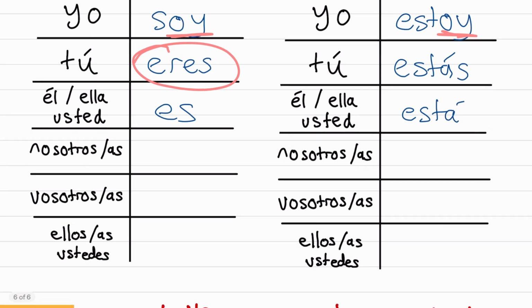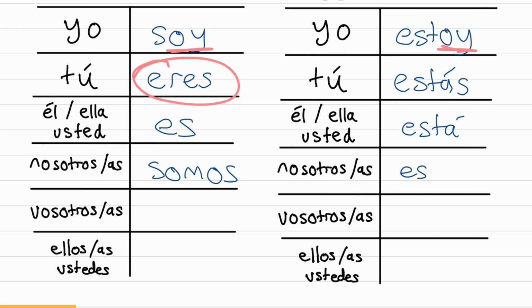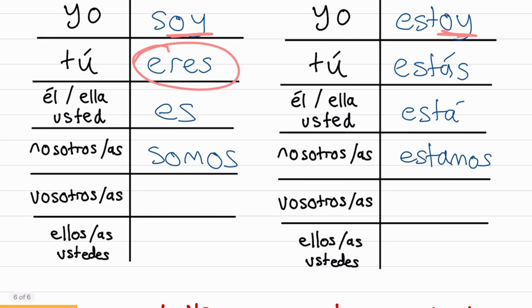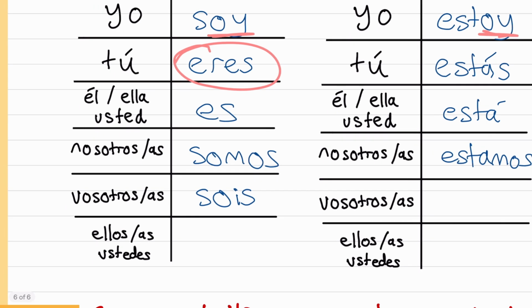Let's keep going. We have somos next, so here we're back to starting with the letter S, somos, for estar, estamos, with no accent there. Then we have sois, which is a bit of a funny one, and you probably would not have used it a lot, the vosotros form.